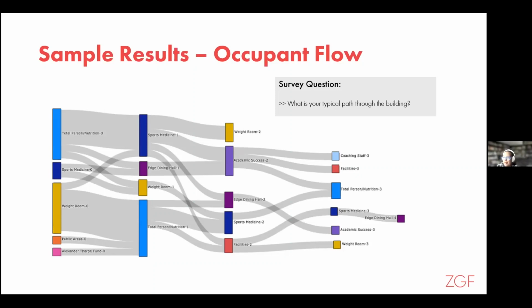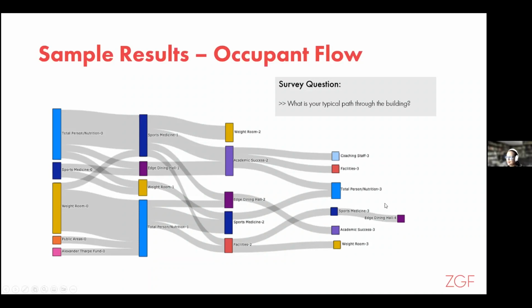Okay. Occupant flow. This was a great one with a university building, where we were asking the students what their path through the building was. Once they walk into the building, into the left side, where did they go first? How long were they there? From there, where did they go next? And so this is really a mapping of those paths of the students through the building.